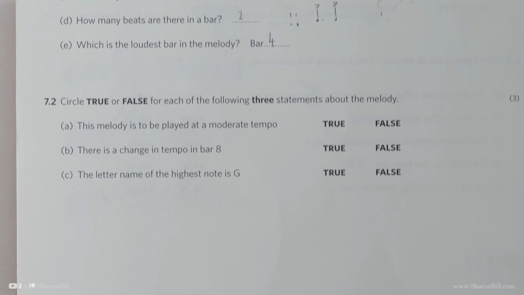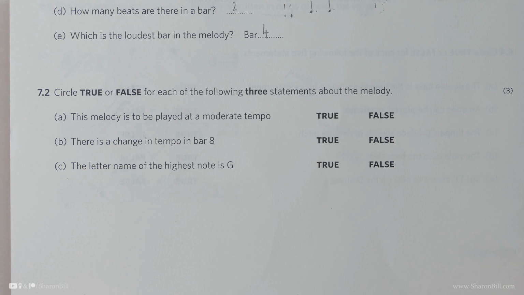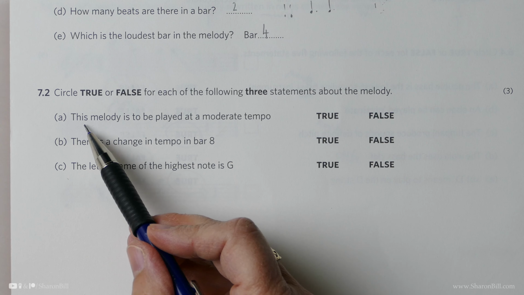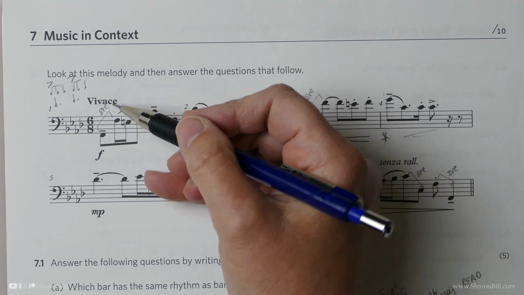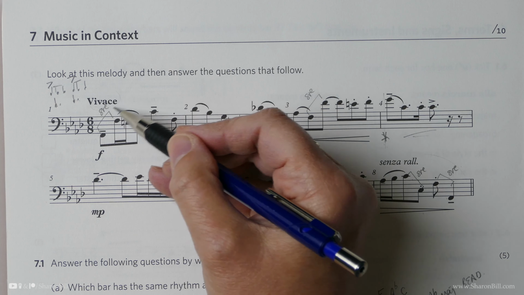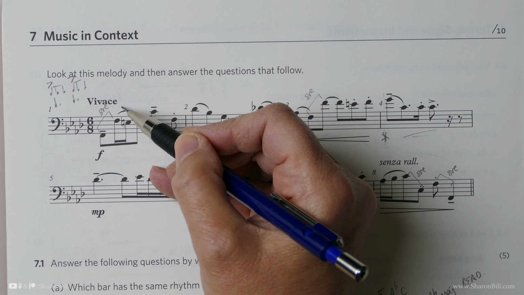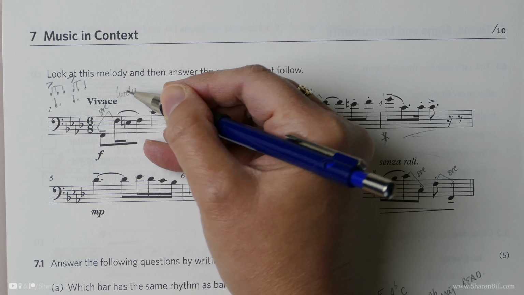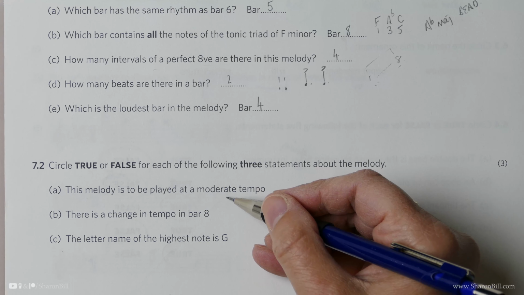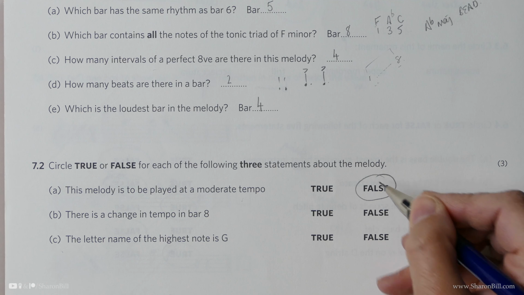Continuing on, is it true or false in each of these cases? So is it true or false that this melody is to be played at a moderate tempo? So we found the tempo direction at the beginning of a piece here. Now, vivace means lively, not at all moderate, and so that's false.